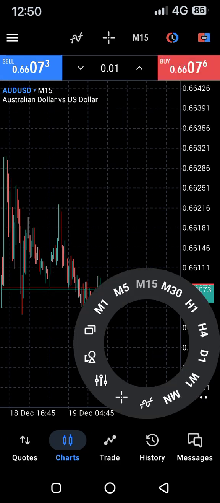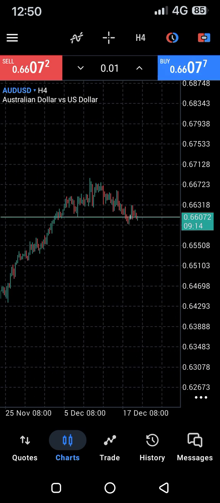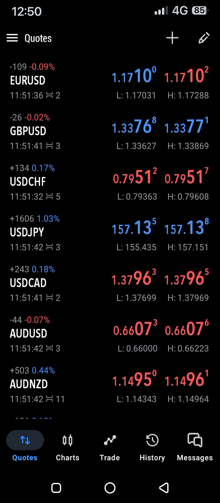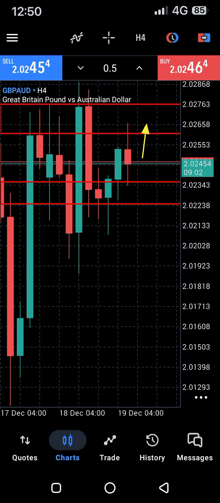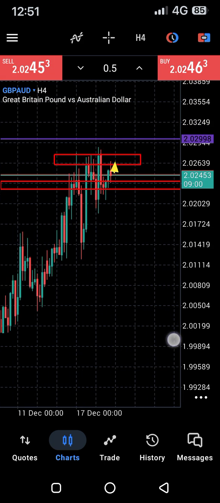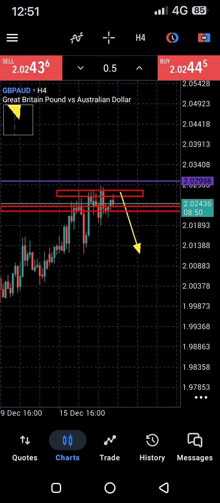AUD USD has also less volume. Whenever price makes these compulsive moves, I usually move out because it's not so strong. Anyways, for GBP AUD, it's not looking so good, but price can retest this area over here, so you may have a retest, and then afterwards price could have another push to the upside.